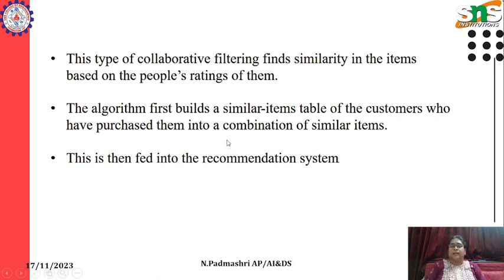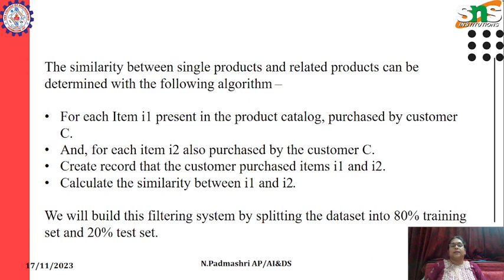This algorithm first builds a similar item table of the customers who have purchased the combination of similar items. Then the similar item data is fed into the recommendation system. So this is how the collaborative filtering works. The similarity between the products and the related products can be determined with the following algorithm.